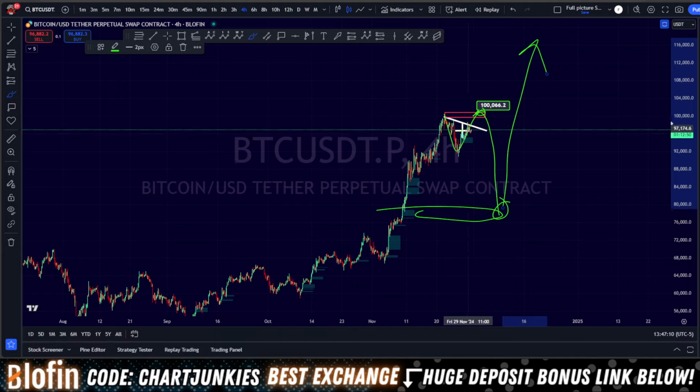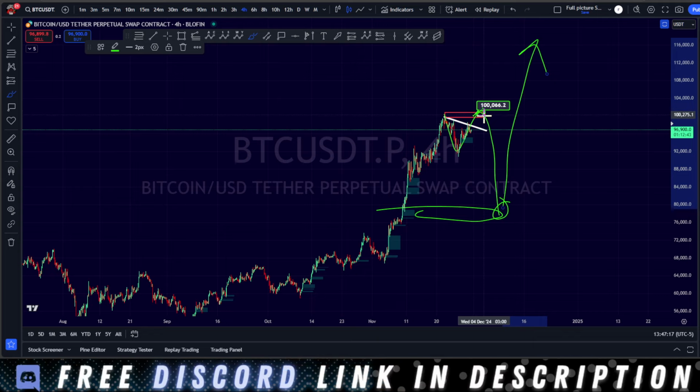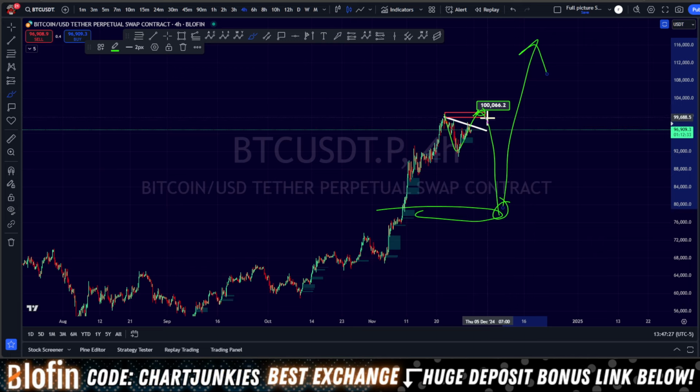I feel like this is much needed. I want to see a 100K rejection. And I want everyone to think 100K was the top and the top is in at 100K. That's what I want the sentiment to be. But it's just a liquidity sweep and we rip through to much, much higher targets. We will cross that bridge when we get to it. Right now, I'm just worried about the immediate, what's going on right now. And we're going to dive deep into this wave structure.